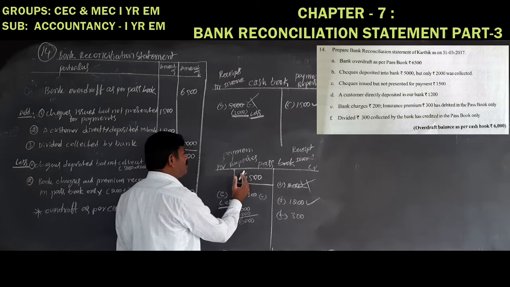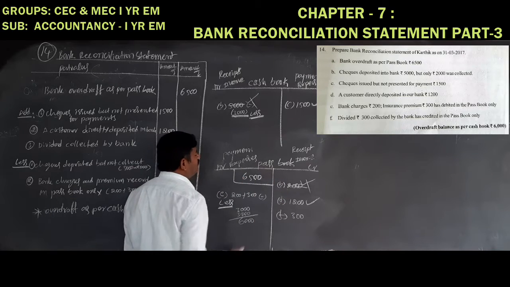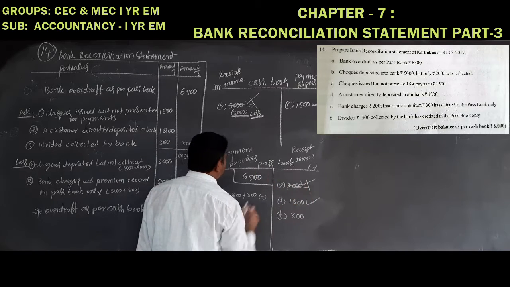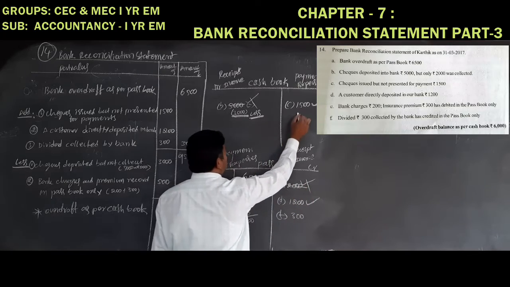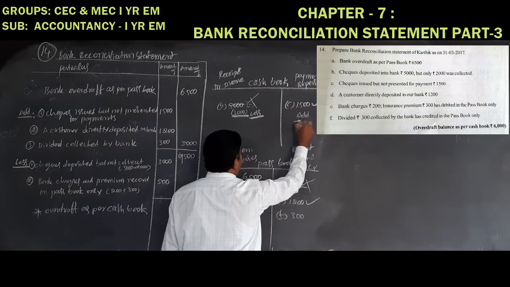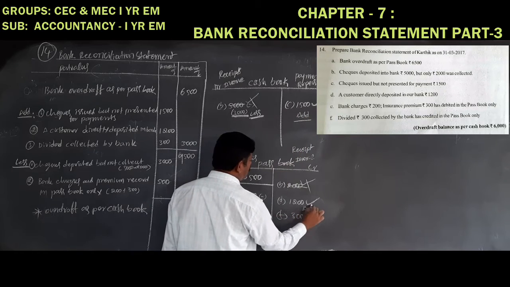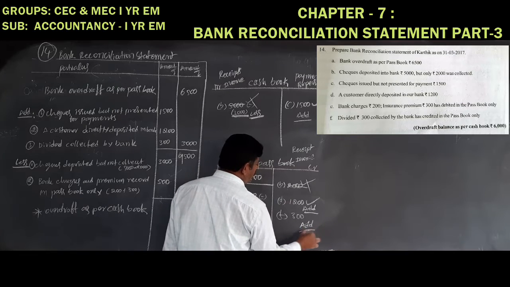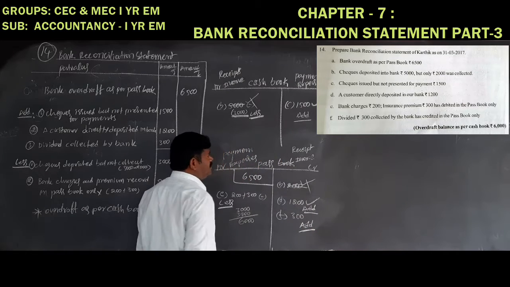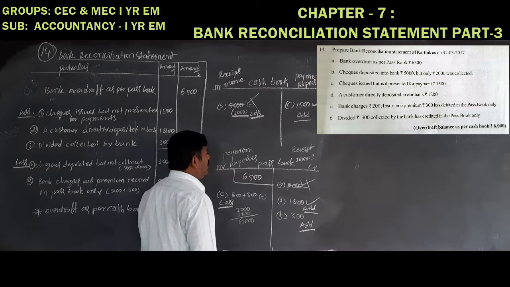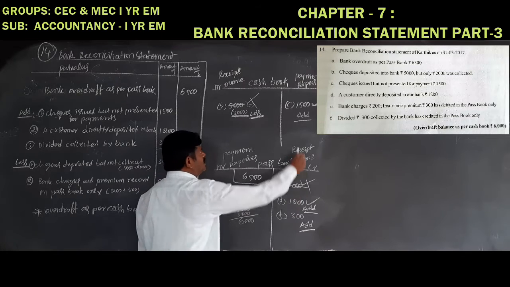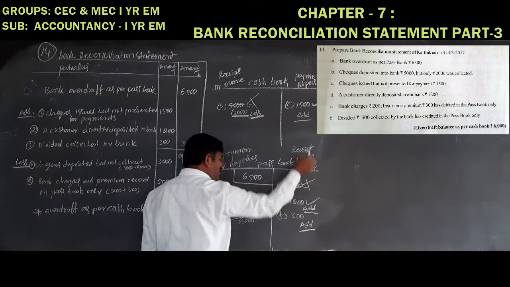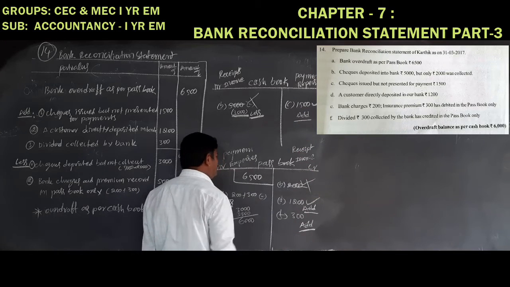What are the transactions in the opposite direction of the starting point? This is the starting point. In the opposite direction, this side, this item is also added. This item is also added. This item is also added. And in the opposite direction of the starting point in the passbook, these are the opposite direction, so all these transactions are recorded under add items.